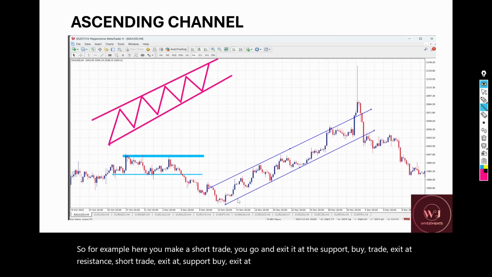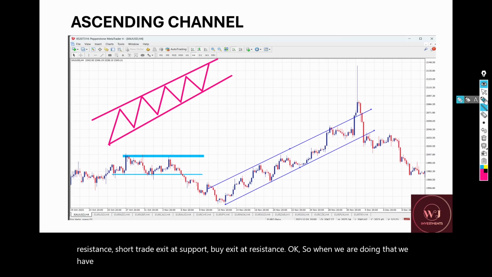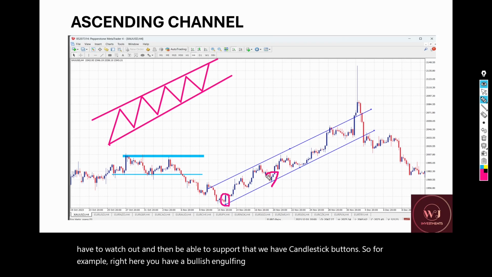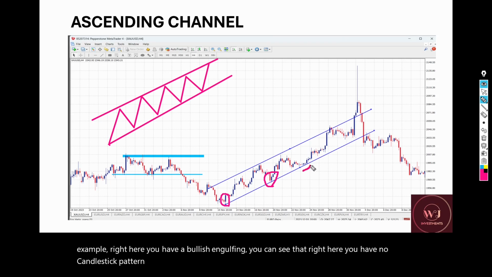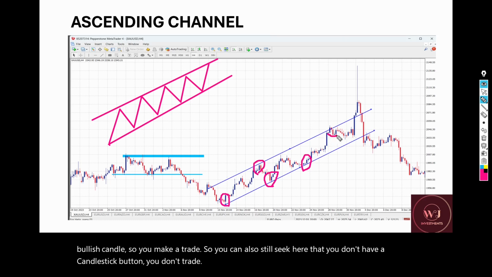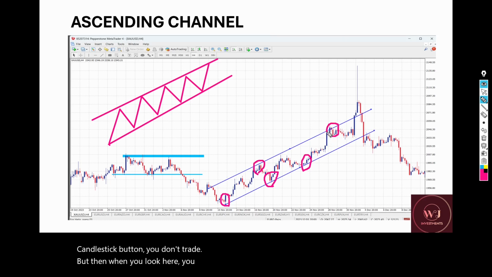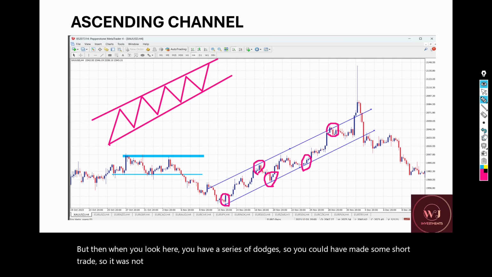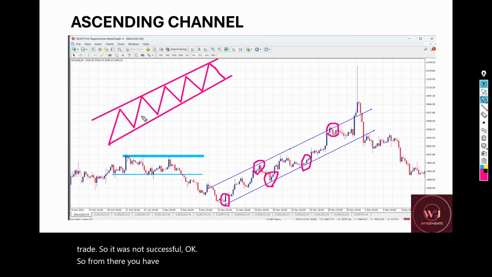Okay, so when we are doing that, we have to watch out and be able to spot that we have candlestick patterns. So for example, right here you have a bullish engulfing. You can see that right here you have no candlestick pattern, you don't trade. And then right here you have dojis followed by a big bullish candle, so you make a trade. So you can also see here that you don't have a candlestick pattern, you don't trade. But then when you look here, you have a series of dojis, so you could have made some short trades, though it was not successful. Okay. So from there, you have to wait for another trading strategy.